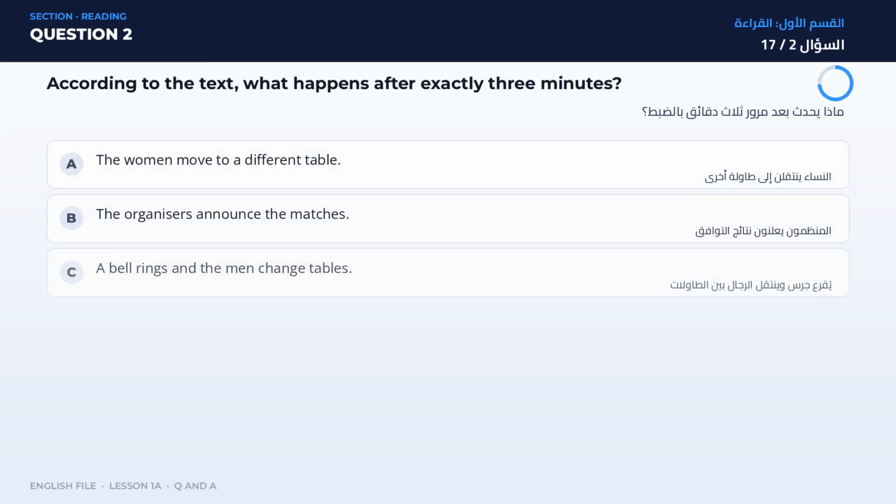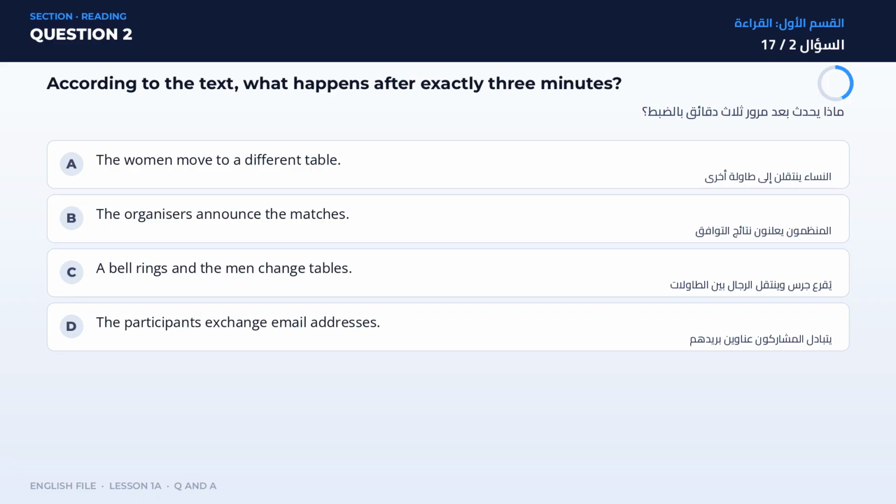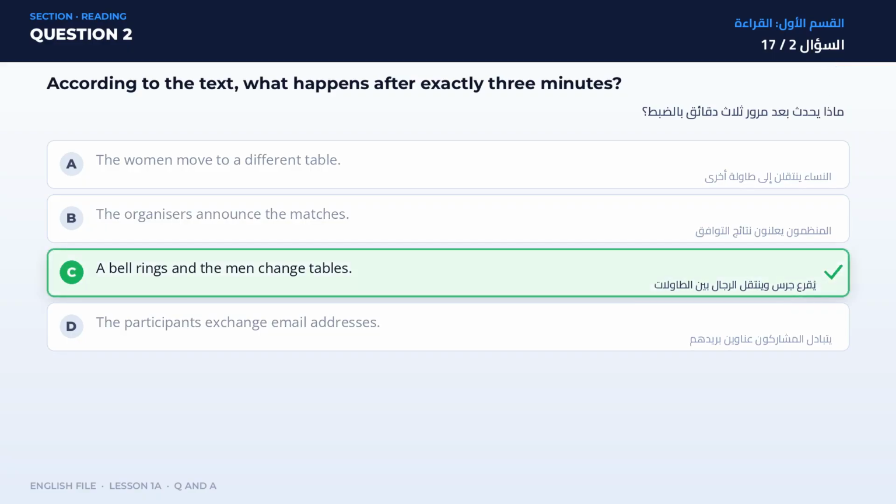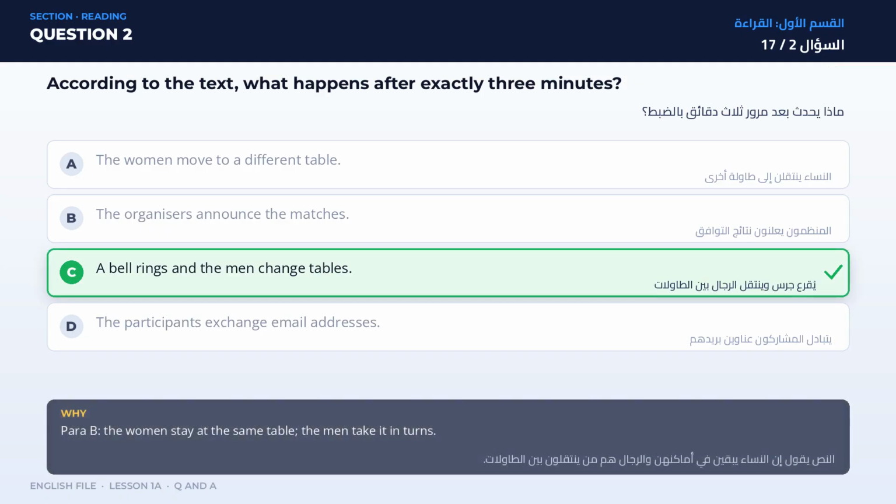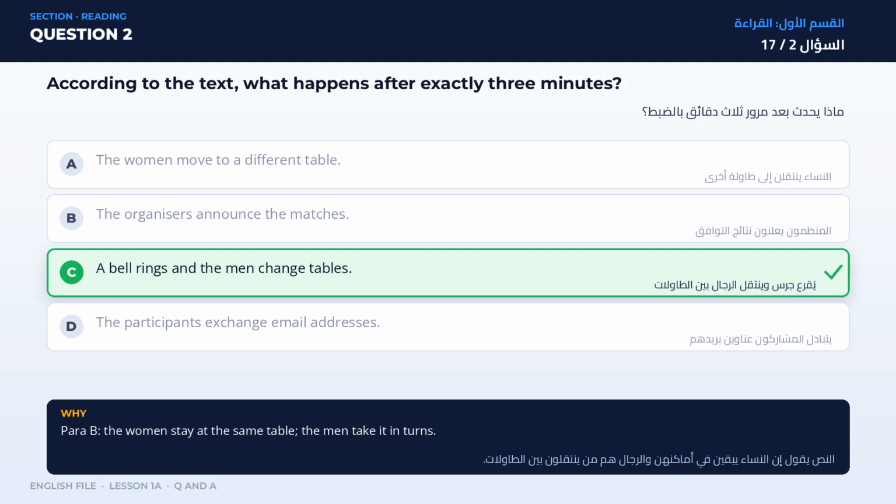Question 2. What happens after exactly 3 minutes? It is C. A bell rings and the men change tables. Careful with A. The women stay at the same table all evening.